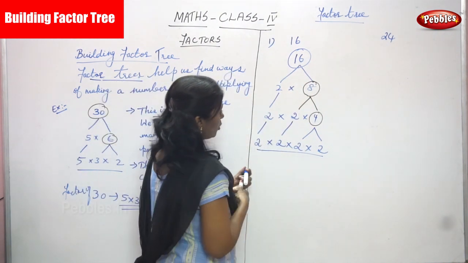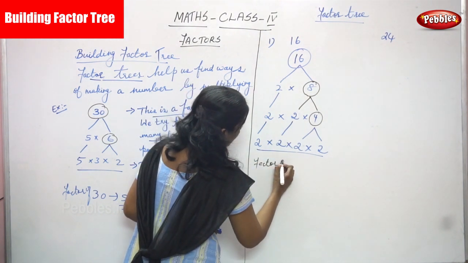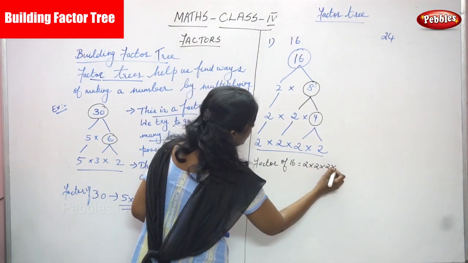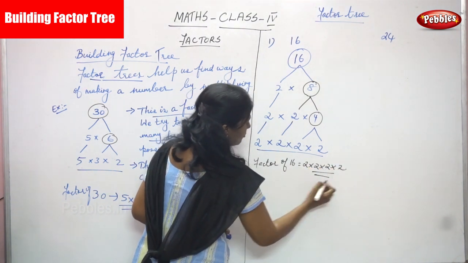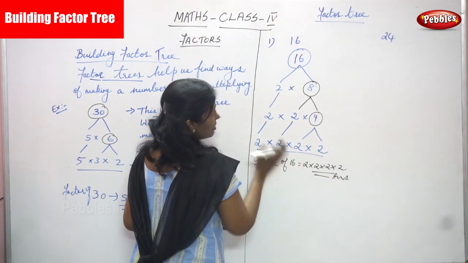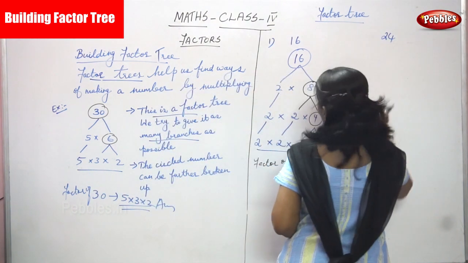Now you find the factor of what? 16. So the factor of 16 is equal to 2 into 2 into 2 into 2. That is the answer for the question, but we are using the factor tree method. This is the factor tree method. Next sum we are going to solve.